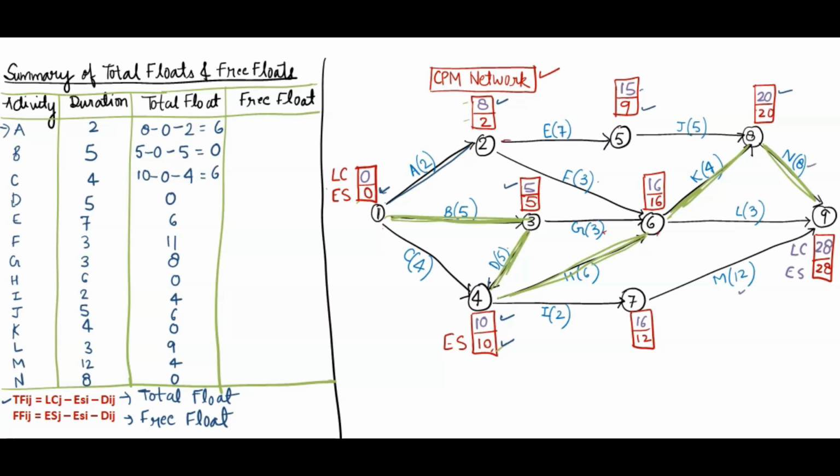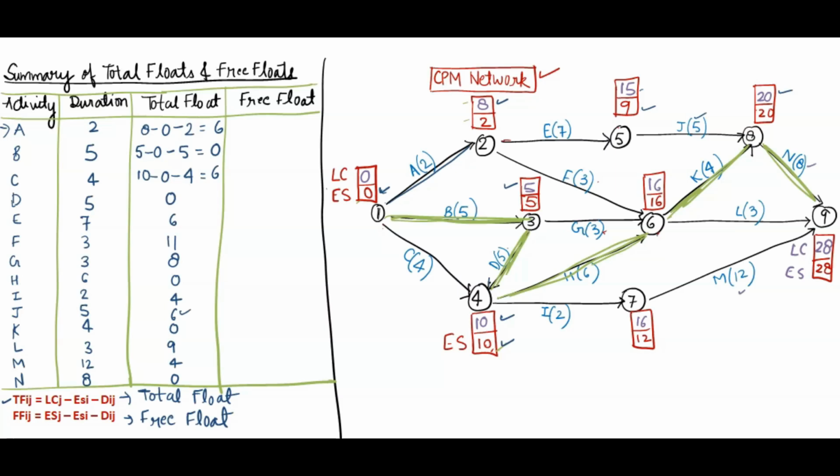20 minus 9 and duration is 5. 20 minus 9 minus 5. So for N activity you will get 6. For J activity you will get 6. Correct. For J we are getting 6 here. So this is how you can find out total float.